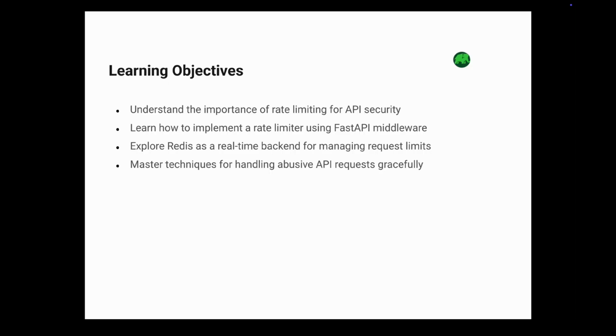Here is what we will cover in today's video. First, we will understand the importance of rate limiting and its role in API security. Next, I will walk you through implementing a rate limiter with FastAPI middleware. We will also explore why Redis is the perfect backend for managing real-time request limits. We will look at techniques for gracefully handling abusive requests.